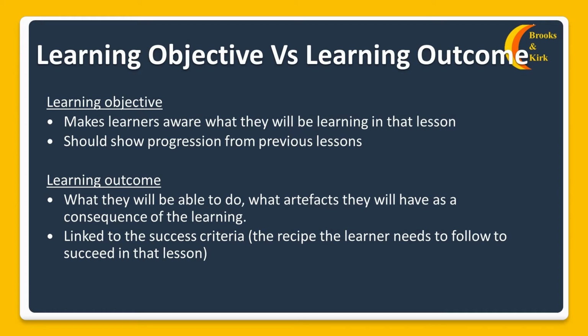Now, the learning outcome is what it is they will be able to do by the end of this session. What will they be producing? What will they be able to do? It's also linked in with success criteria, which you'll probably learn later on in future tutorials. But essentially, a success criteria is a recipe that the learner needs to do or needs to have for them to be successful in that lesson. So you're literally spelling it out.